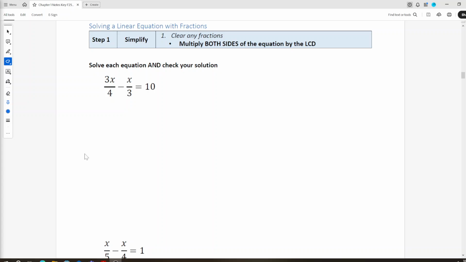Well, watch to see what happens when I multiply by the lowest common denominator. So let's first off determine what is the lowest common denominator. I have a 4 and I have a 3, and then this is over a 1. So what's the lowest number that 4 and 3 and 1 all go into? It would be 12. So what I'm going to do is multiply both sides of the equation by 12 because I'm using the multiplication property of equality. Now in reality, what that's going to do is multiply every term by 12.